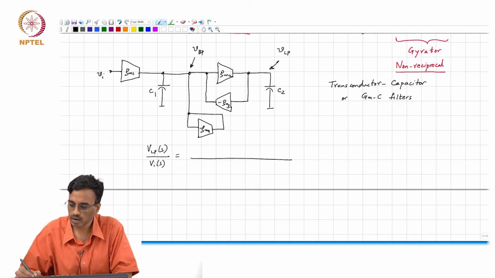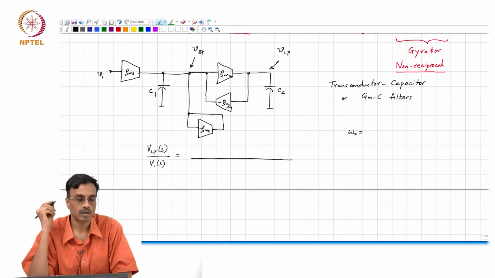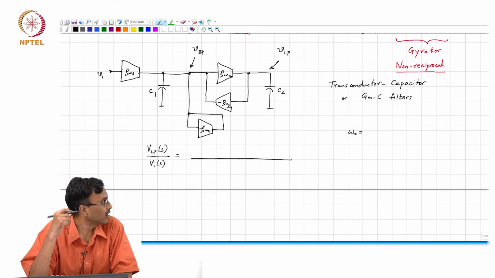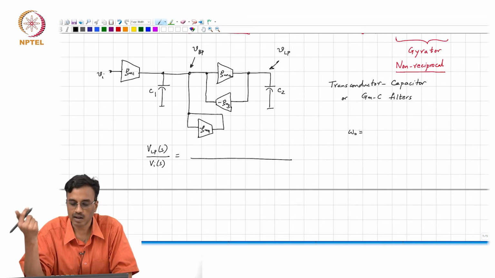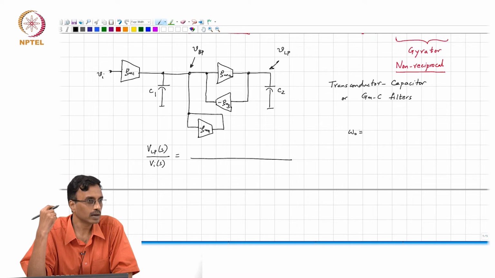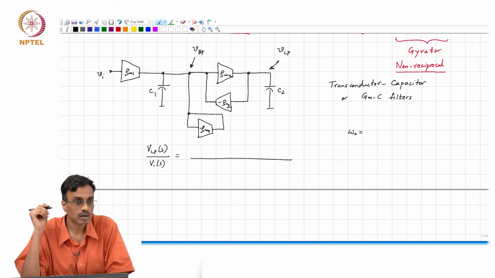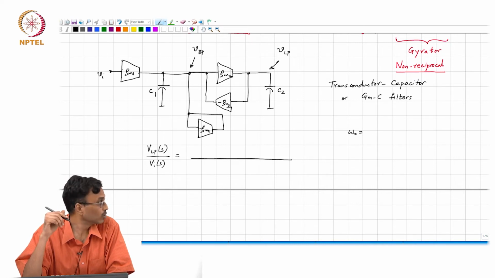What is the omega naught? It's very easy to do if you understand the correspondence between the LC network and this one. No, that's not right. Yes, Karthi, what do you think it is?